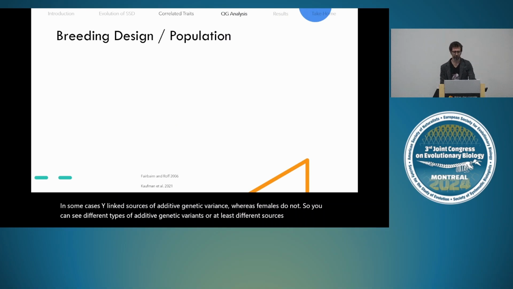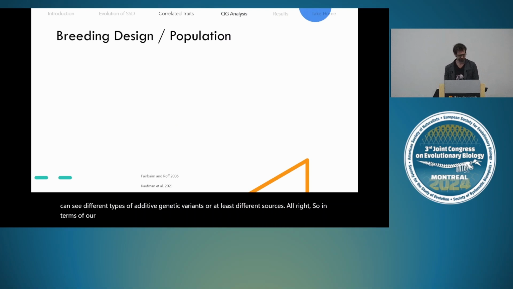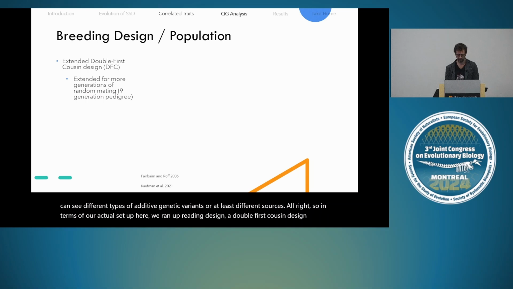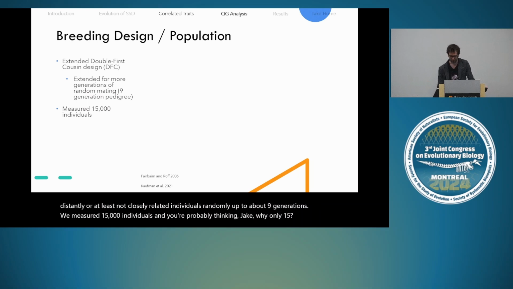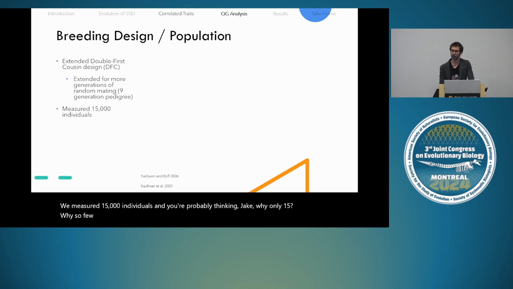All right, so in terms of our actual setup here, we ran a breeding design, a double first cousin design according to Fairbairn and Roth. We extended that by another 6 generations by mating distantly, or at least not closely related individuals randomly, up to about 9 generations. We measured 15,000 individuals, and you're probably thinking, Jake, why only 15? Why so few? Well, it's okay that you're not impressed because the real number is 25,000 individuals. So many beetles, so many personalities.